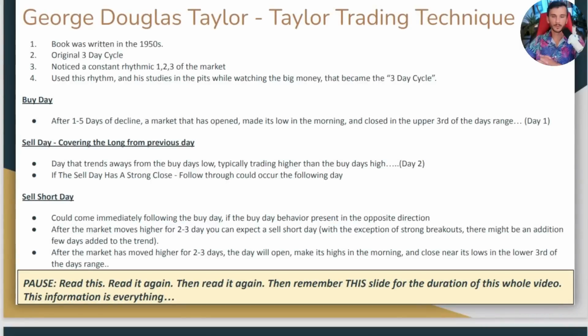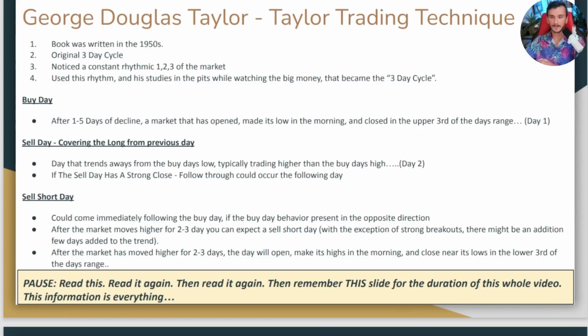George Douglas Taylor was an author back in the 1950s. He was a pit trader, and he's the original author of the 3-day cycle. What he would do is he would watch the large money, the hedge funds, people that are trading larger capital, and he started to notice a rhythmic 1, 2, 3 to the markets. He used these rhythmic studies to develop the 3-day cycle. So we're going to go through the different types of days that he identified, and then hopefully you start to see some similarities with your previous studies already about things like first red, first green day.